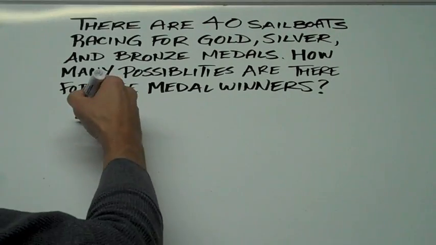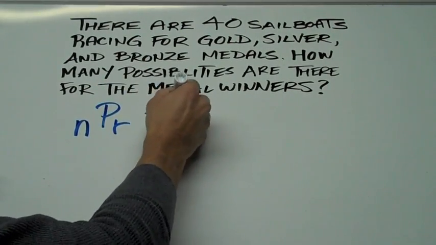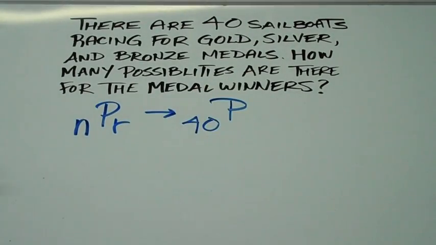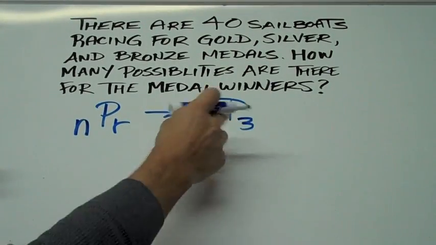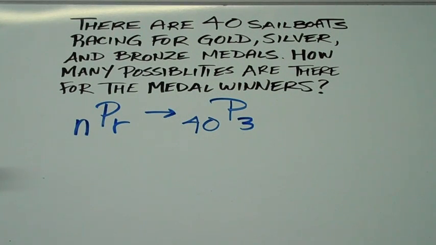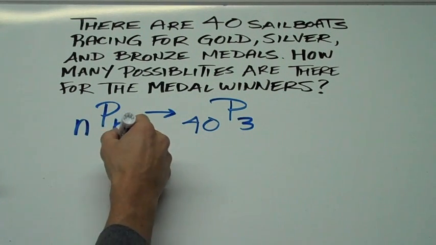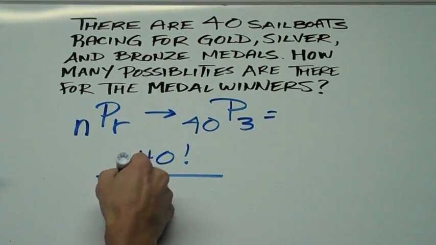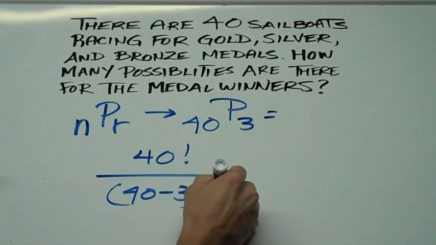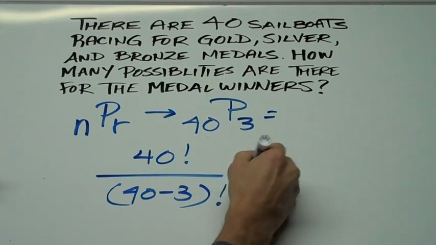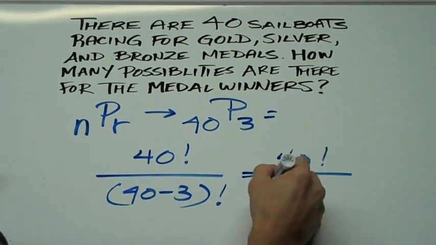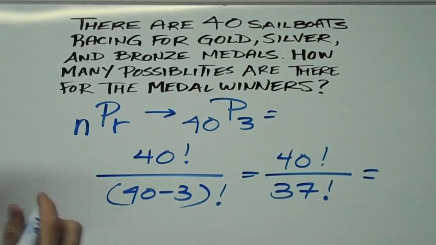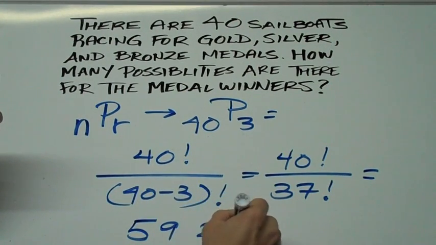Well, we know it's nPr. That's the total number of possibilities. We have 40 sailboats. Permutation taking how many at a time? 3. So out of the 40, how could we arrange 3? Arrangement is another word for permutation. We know that's going to be equal to 40 factorial over 40 minus 3 factorial, according to our formula, which will give us 40 factorial over 37 factorial. And so our final answer is going to be, if I do it on my calculator, 59,280.